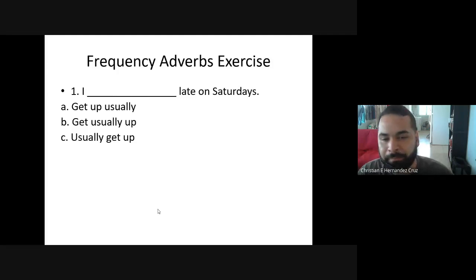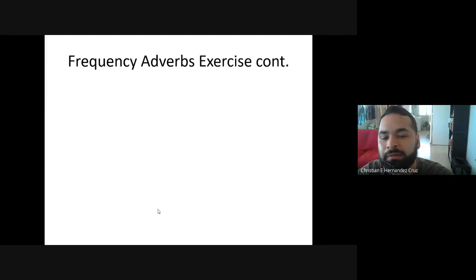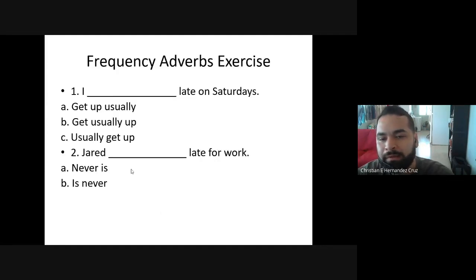Oh, it's already time. Okay. So what I'm going to do is I'm just going to tell you these answers. So I get up usually late on Saturdays, I get usually up late on Saturdays, or I usually get up late on Saturdays. So the correct way to phrase this sentence would be I usually get up. And con esto terminamos. Jared never is late for work, or Jared is never late for work.